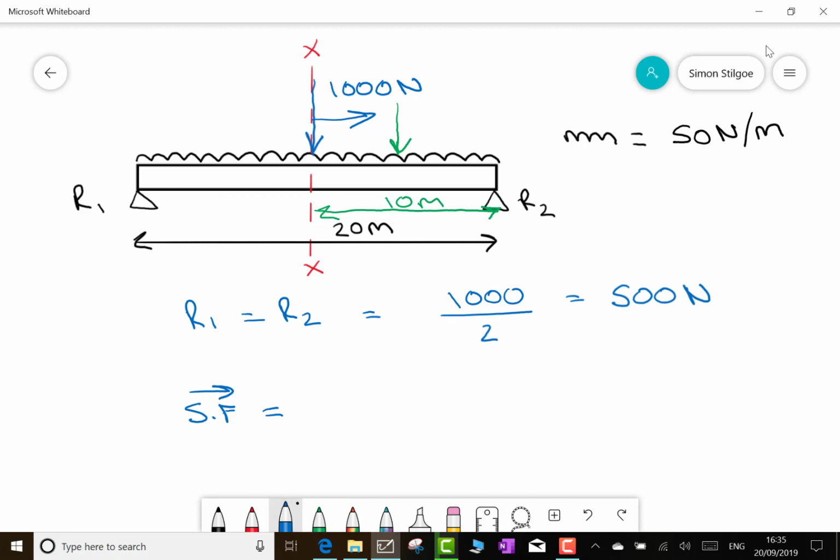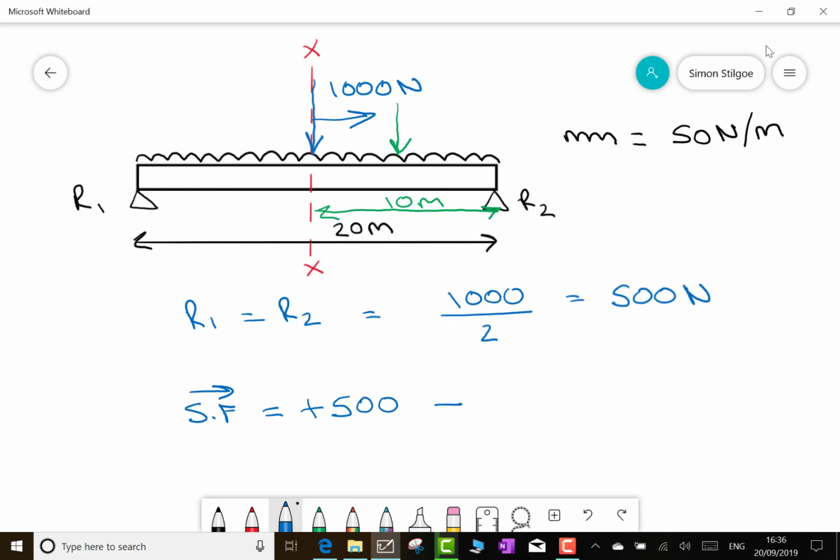So going back down to my shear force equation here, I've got 500 newtons acting downward, so I can give that a positive number. We now move to the right of that, and we've now got R2, but R2, of course, is a support reaction, and it's acting upward.